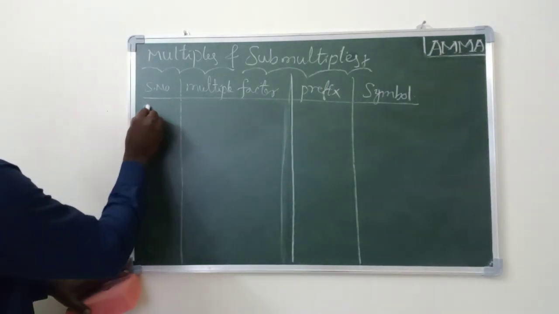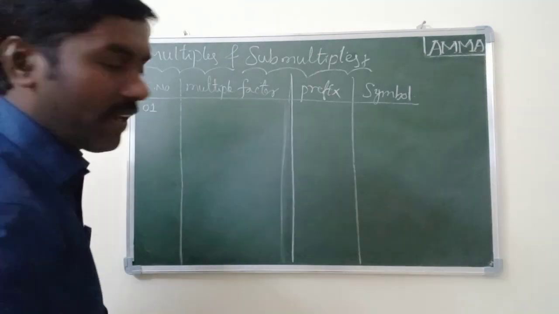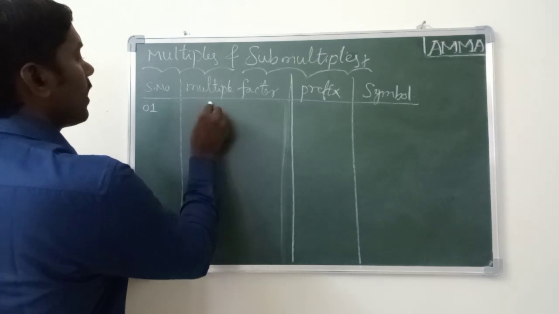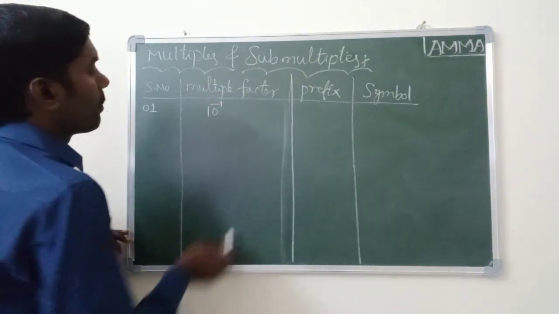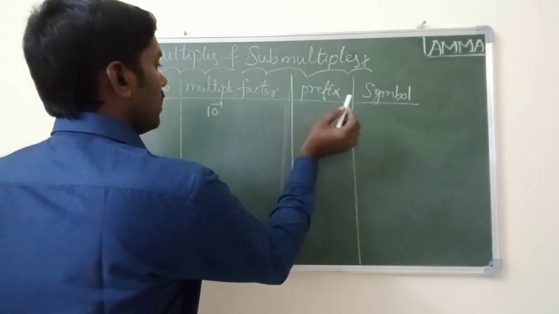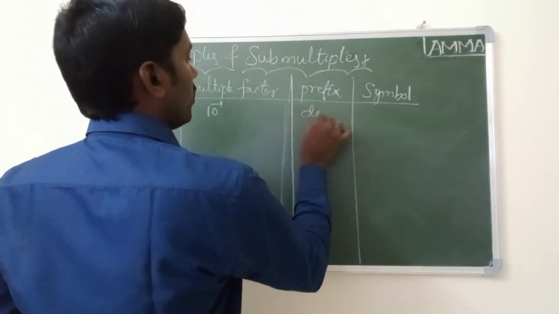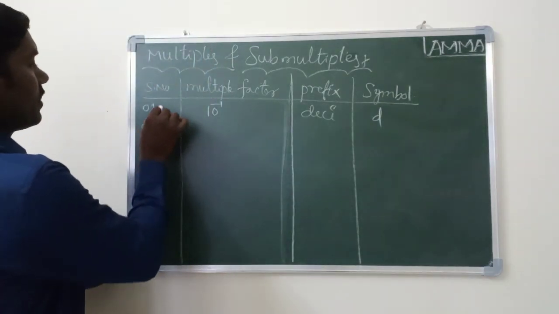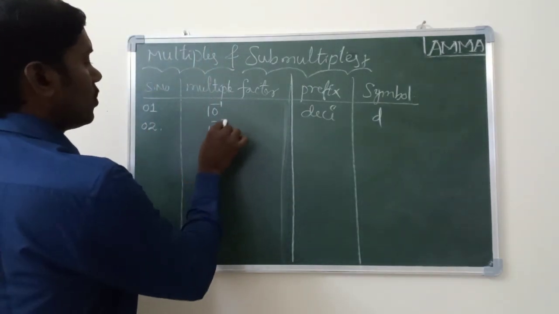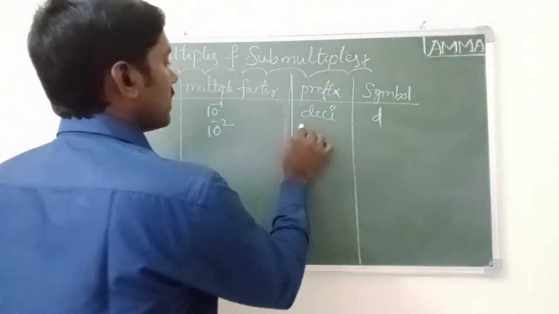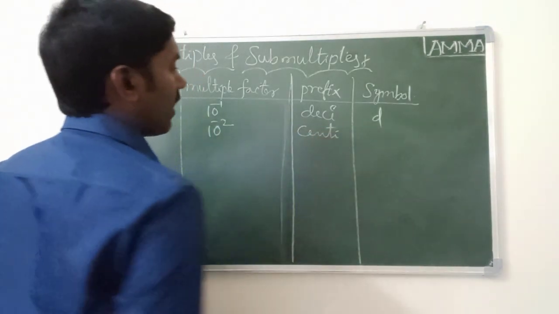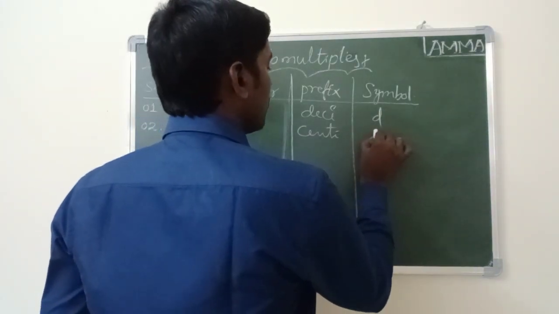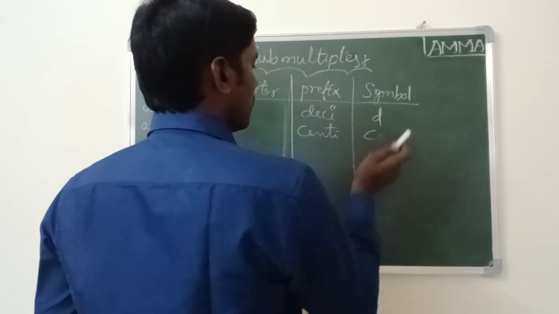Once again, we are discussing the submultiple values only. If you multiply any unit with 10 power minus 1, we call it deci, represented by small d. If you multiply with 10 power minus 2, we call it centi, as in centimeter, represented by simply c.